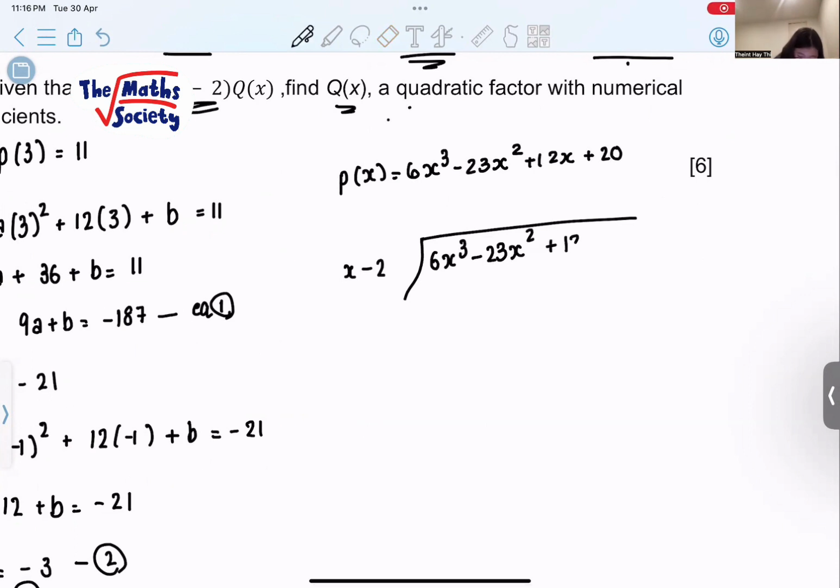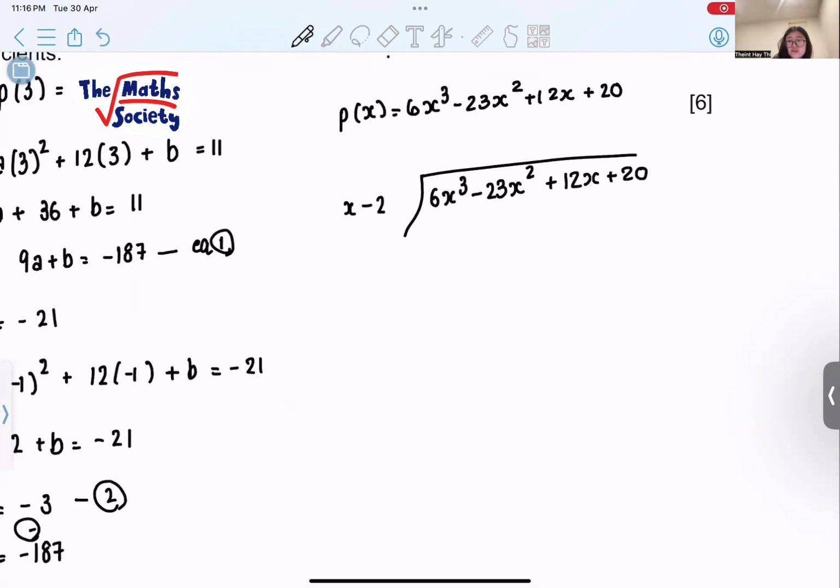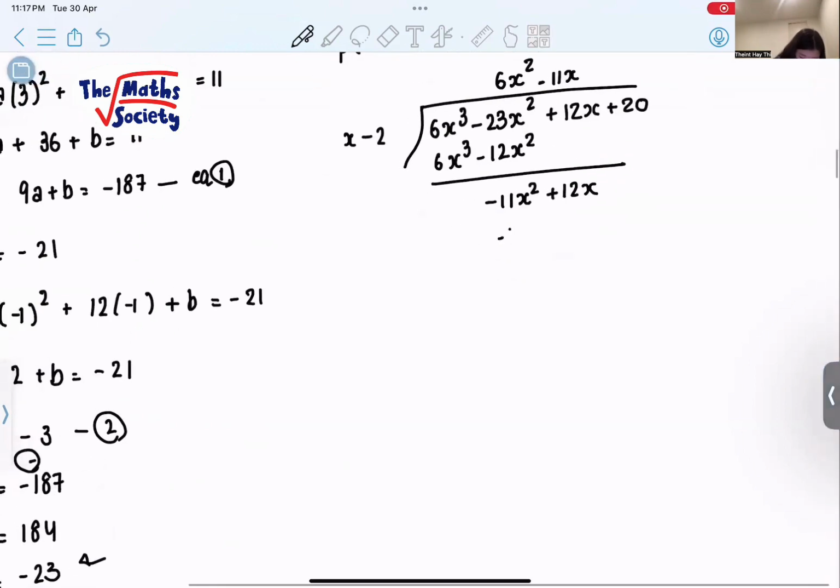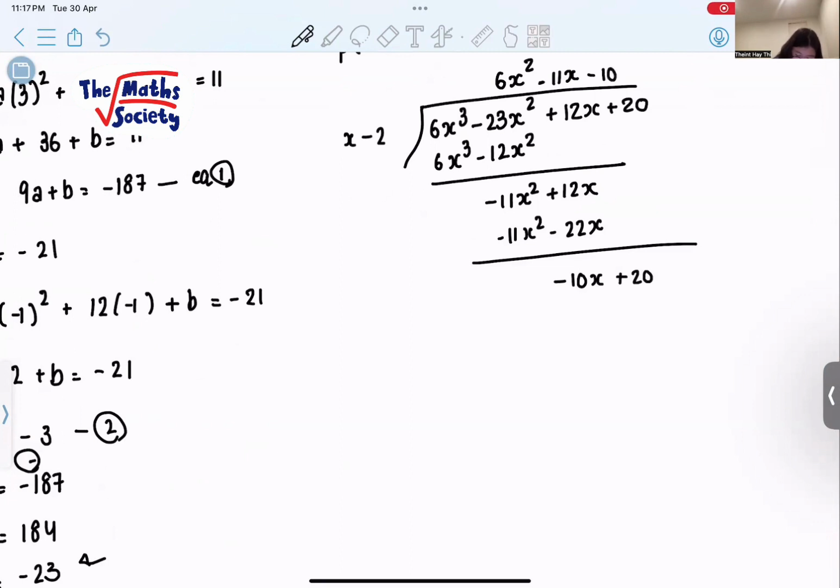2 plus 12x plus 20. So it's 6x cubed, so we have multiplied by 6x squared, minus 12x squared, yeah? So we get minus 11x squared plus 12x. So it's minus 11x. And then minus 22x. So we get minus 10x plus 20. So we multiply with minus 10. 10x plus 20. And you get 0.